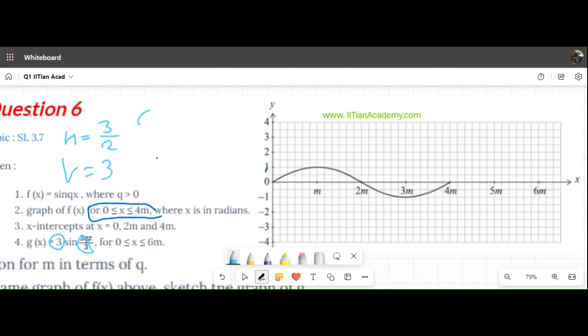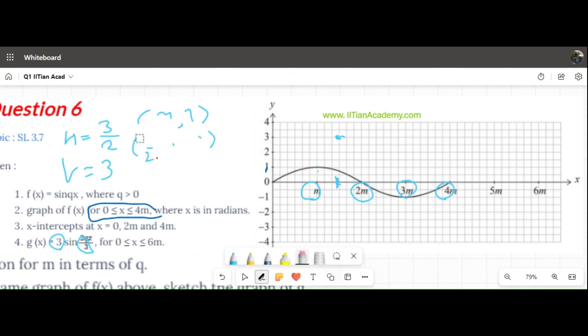So I will use different points. I'll use m, 2m, 3m, and 4m, because whole numbers are always a lot easier. At m, which is our x value, our y value is equal to 1. So if we look at our horizontal and vertical stretch factors, for m, our x value will become 3 over 2m, and our y value will become 3. So that should look something like 1.5m. It should be right in the middle, and our y value will be up at 3. So it should be right there.